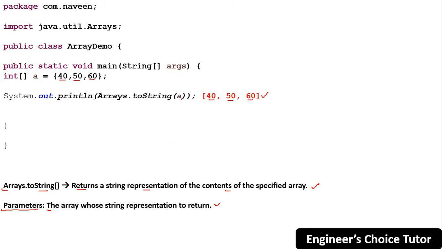It means in this example, I have this array, and a is the reference of that array. So I have to pass this a as a parameter to this toString method. Then only it will return me a string representation of the array. Fine, a string representation. This is the use of the Arrays.toString method. Fine. So this is all about this lecture.